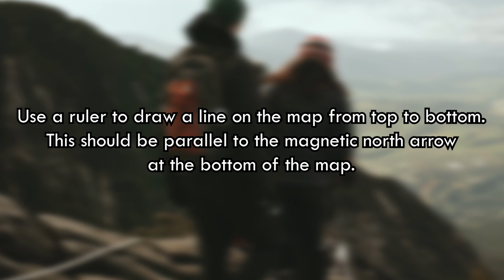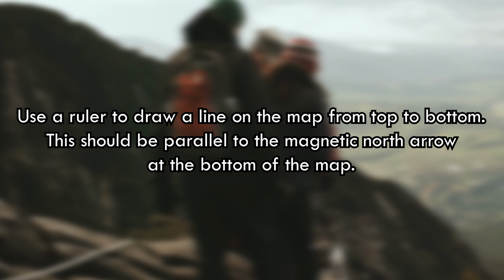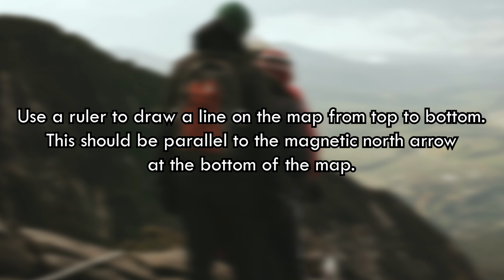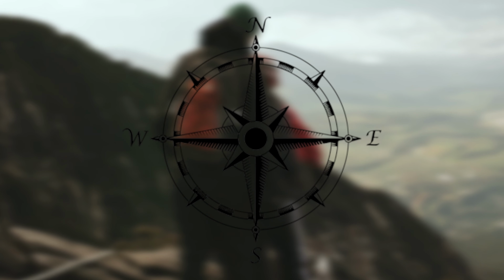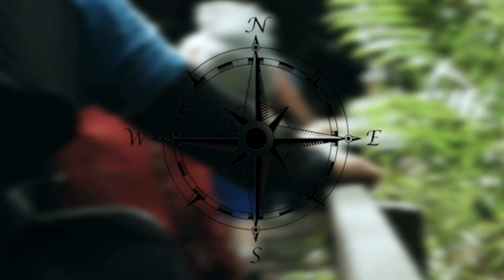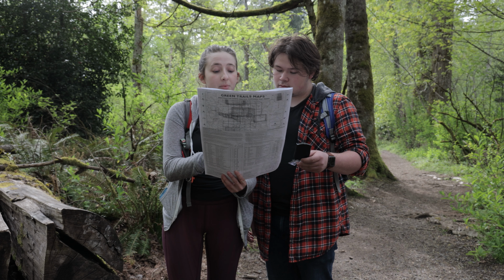From there, use a ruler to draw a line on the map from top to bottom. This should be parallel to the magnetic north arrow at the bottom of the map. On the map, there is also a compass rose and key. This gives you a basic idea of north, south, east, and west, and the symbols on the map. Give it a try.